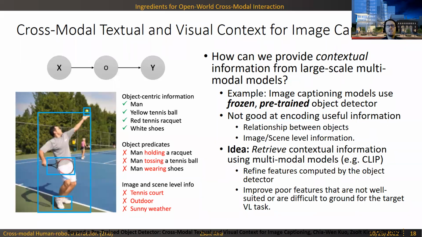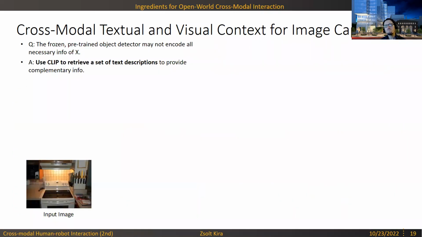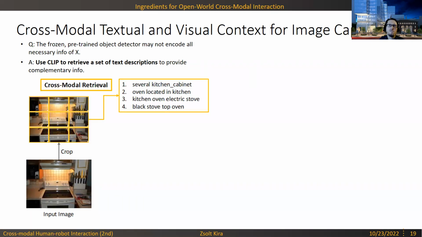So now we have new text information. You can view this as additional views or augmentations of the image data, and this can be used to improve our feature processing such that we can then perform better captioning. So here is kind of an overview of how we do this. So the first question is, how do we get beyond just pre-trained object detectors? And again, what we're going to do is use CLIP to retrieve a set of textual data. So this is what it looks like.